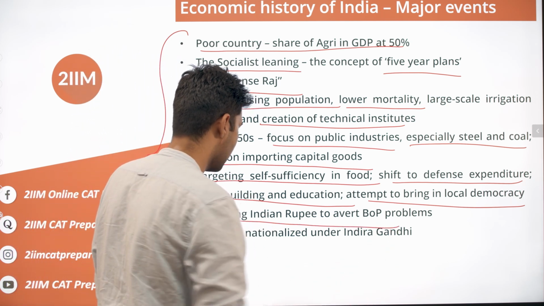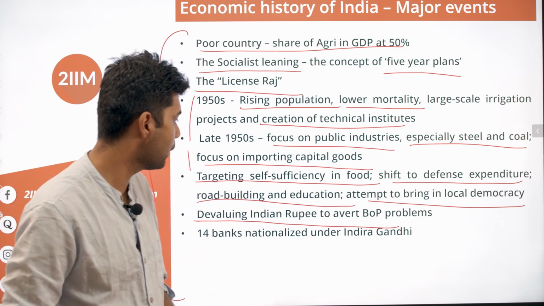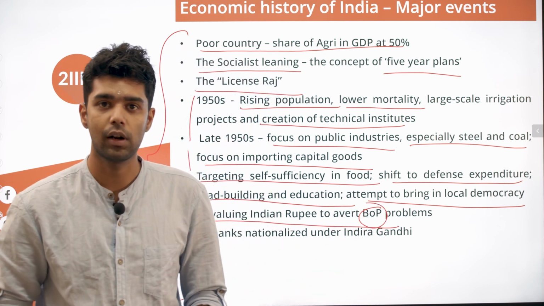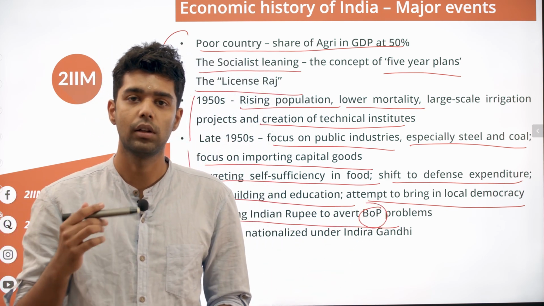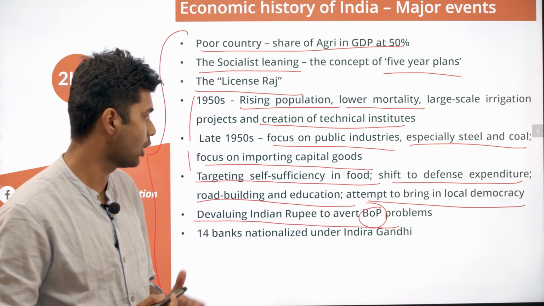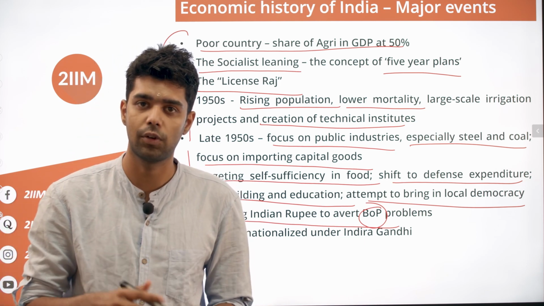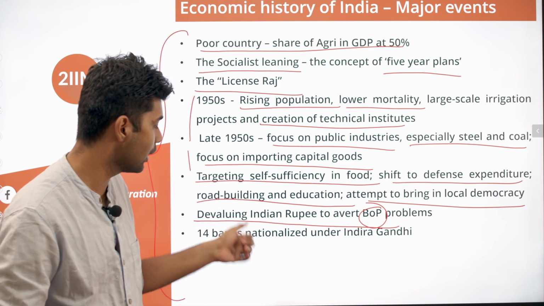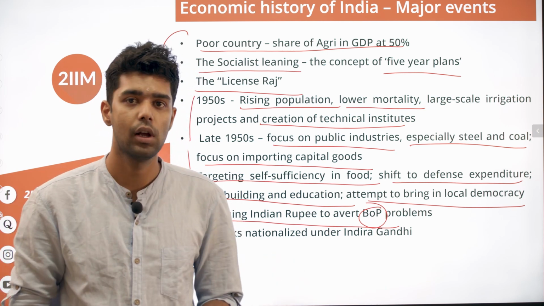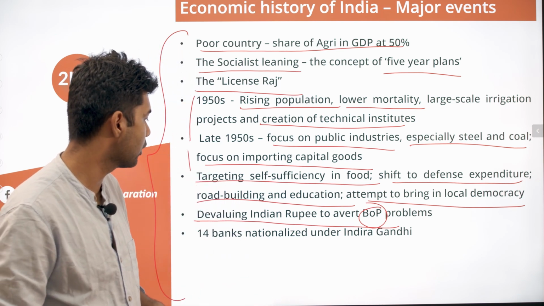So we also have this devaluing of the Indian rupee to avoid a balance of payment crisis. BOP means balance of payment. A balance of payment crisis happens when the country imports more than it exports. So you have a shortage of currency. Indian rupee was not really convertible. There is this concept of convertibility of currency, which means you can take the Indian rupee and exchange it with something else. But that was not really applicable because the rupee was completely under the control of the government. It was not functioning based on market rules.